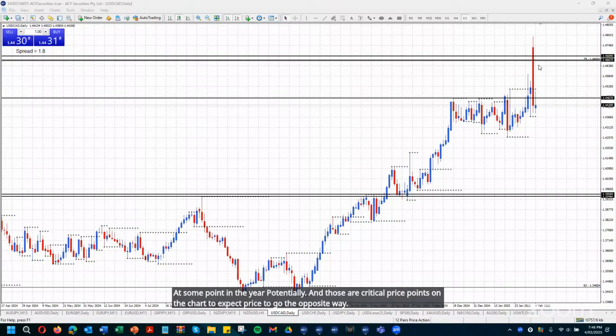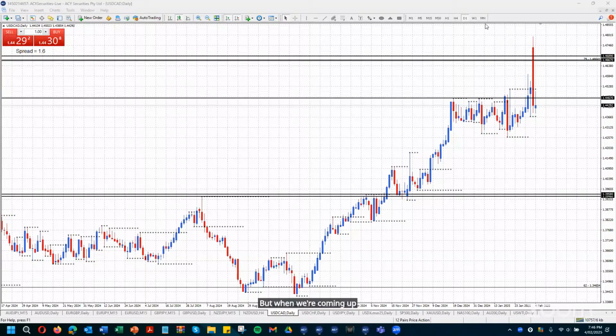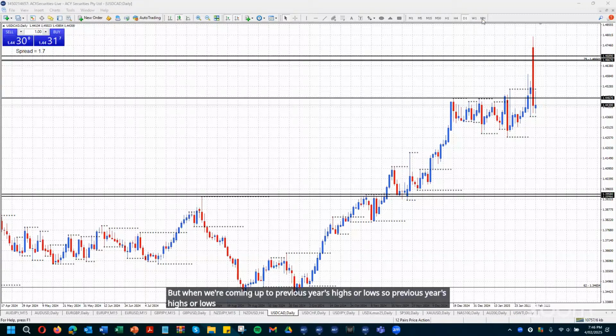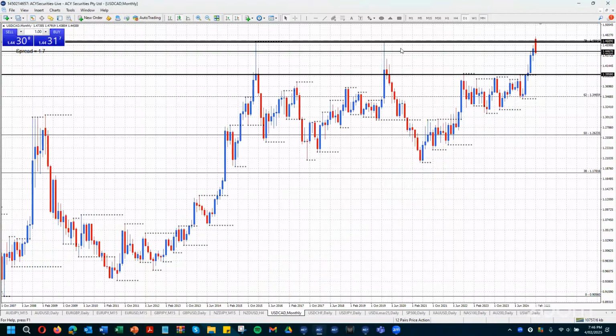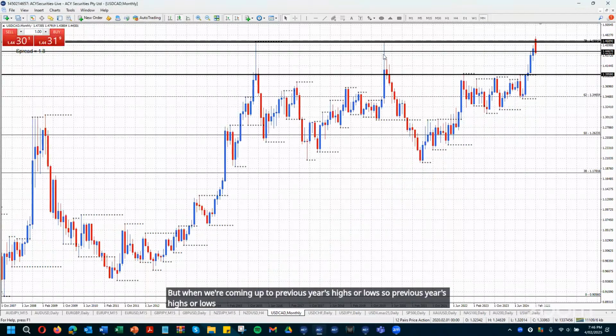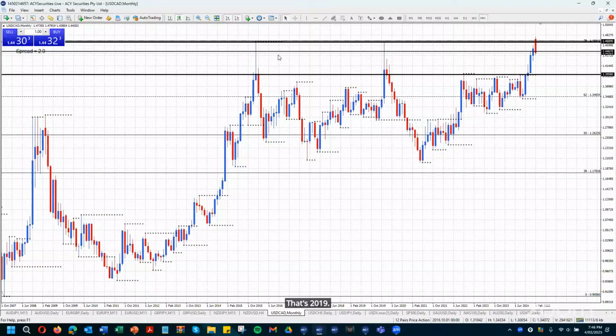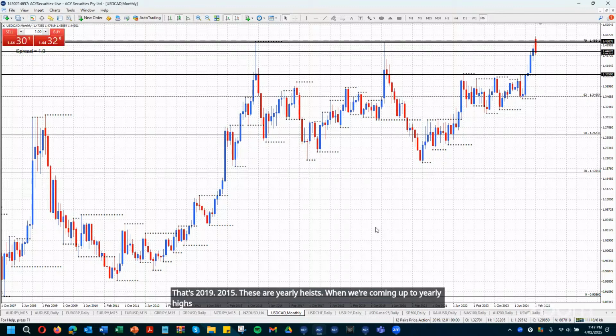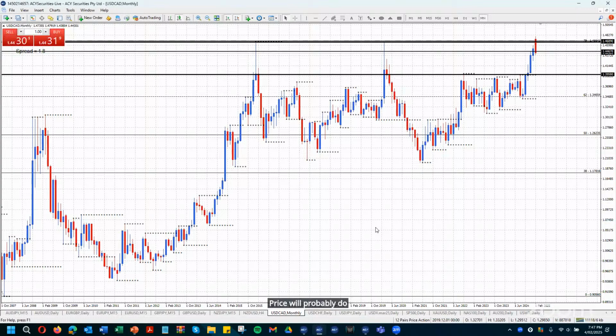But when we're coming up to previous year's highs or lows, that's 2019, 2015. These are yearly highs. When we're coming up to yearly highs, whether it's just last year's or previous years that we haven't tested for many years, price will probably do the opposite once we get there.